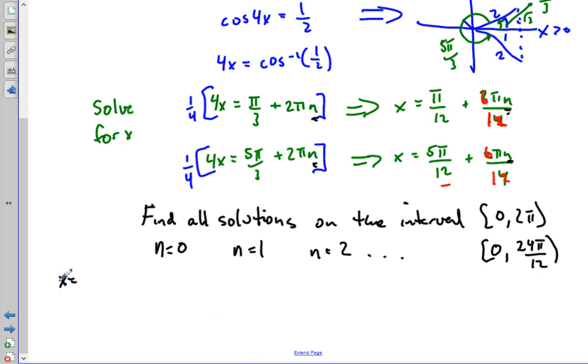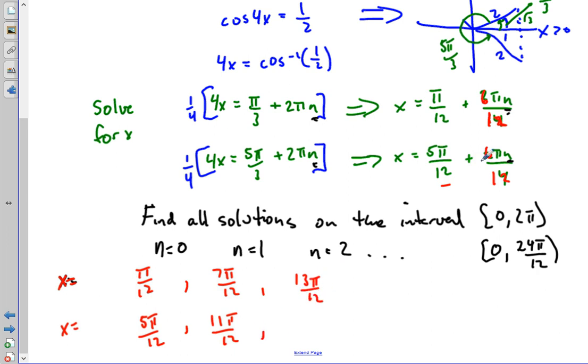So now let's do this. For the first one, we're plugging in 0, so we have pi divided by 12. Right here is going to be 5 pi divided by 12. We'll then plug in a 1 here, and we're going to have 7 pi divided by 12. We'll plug in a 1 here, and we'll have 11 pi divided by 12. We'll now plug a 2 in here, and we'll have 13 pi divided by 12.